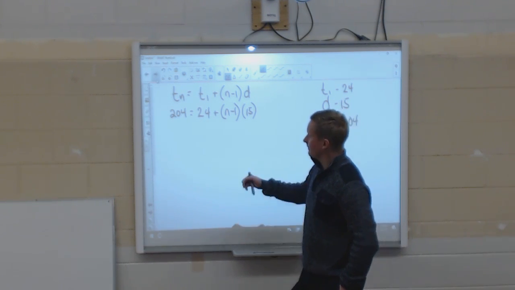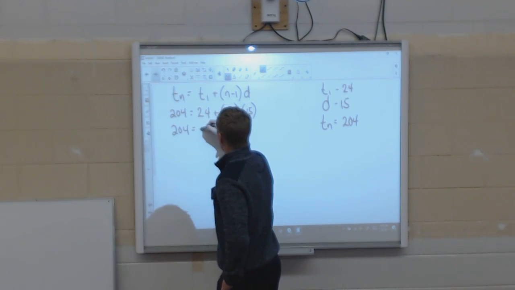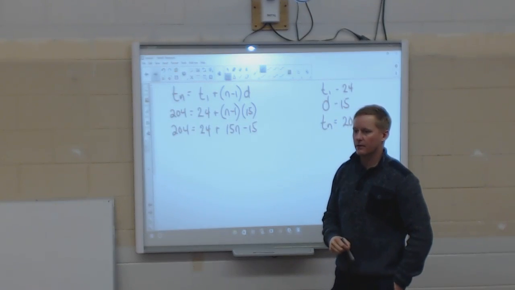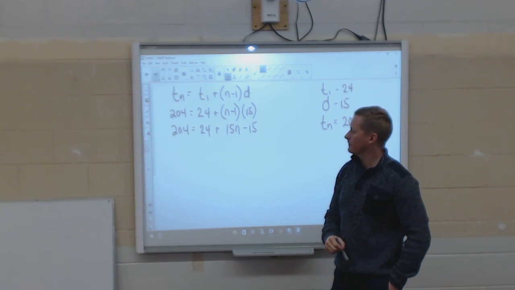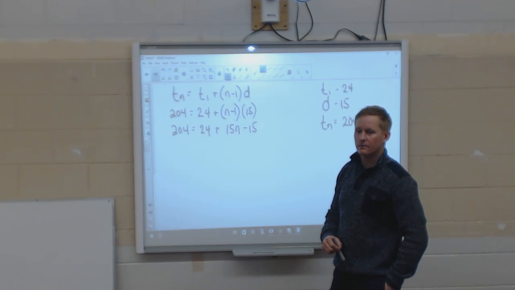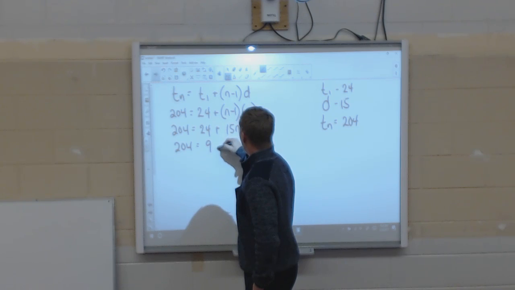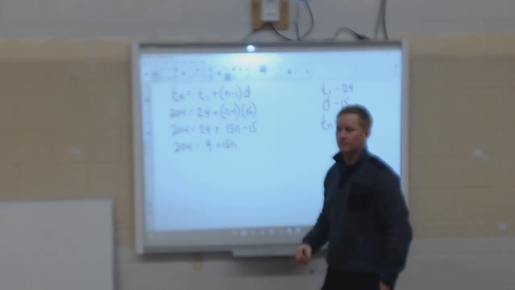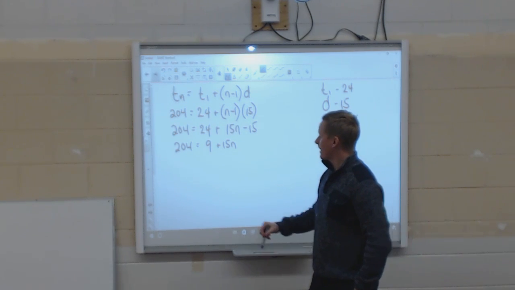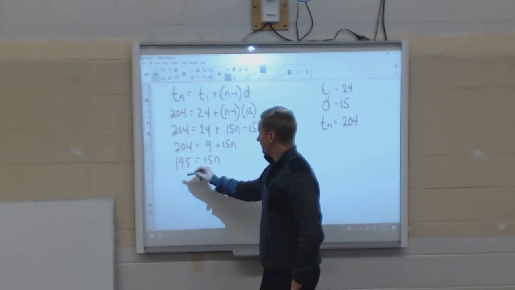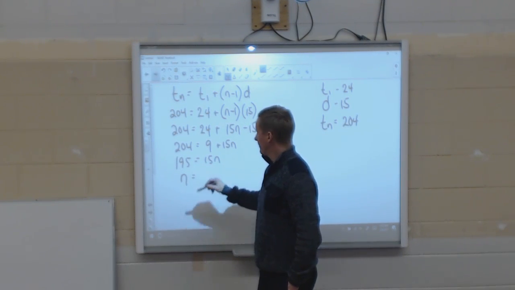Okay, I wouldn't have, but that's fine. It's going to work this way. I'll explain what I would have done before, but that's okay. Good? Okay, so I've got rid of my brackets. Now what? Take away 15 from 24. Okay, so we got 204 equals 9 plus 15n. Subtract 9. 195 equals 15n. Divide 195 by 15. Right. N is equal to 13.